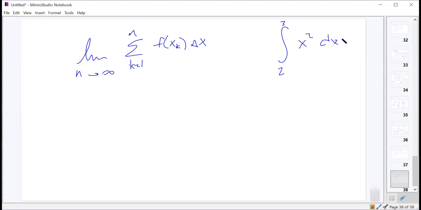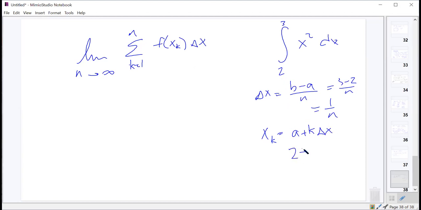And so you would say, okay, well, the delta x comes from b minus a over n. That's effectively the length of each subinterval. So that would be 3 minus 2 over n, or 1 over n. And then your x sub k is how far over you have gone from the y-axis to draw that first rectangle. And that should always be equal to a plus k delta x. In that case, that'd be 2 plus k times our delta x, so 2 plus k over n.